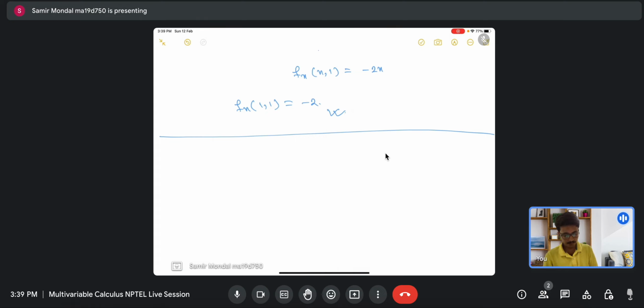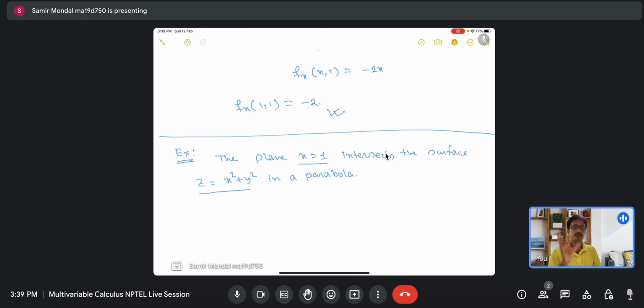Now I am giving one exercise. Try to solve this one. You have to find: the plane x equal to 1 intersects the surface z equal to x square plus y square in a parabola. So what is the intersection of this one and this one? We will get one parabola.